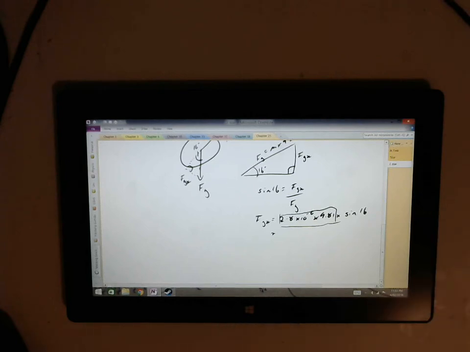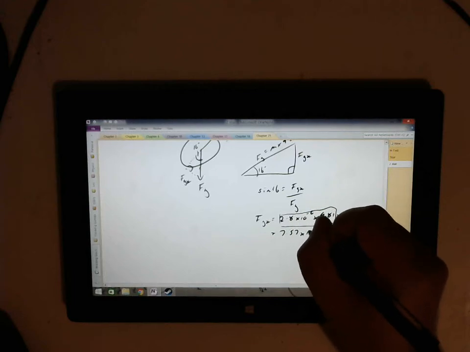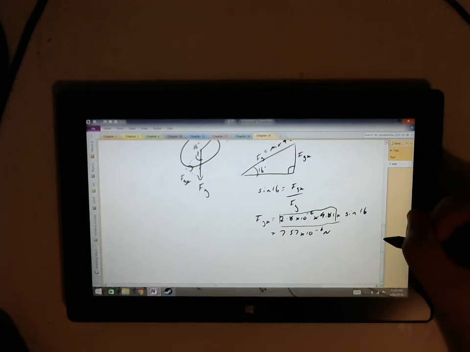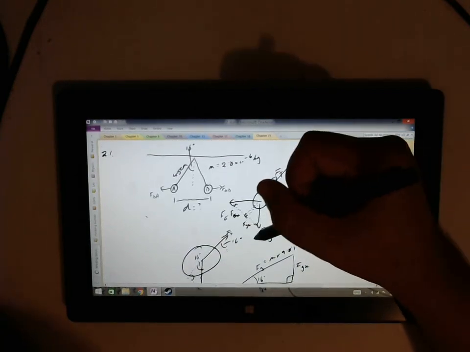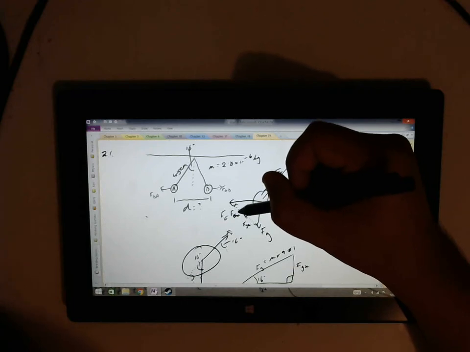And if we chuck all that in, we will get an answer of 2.8 times 10 to the negative 6 times 9.81 times the sine of 16, and that gives us around 7.57 times 10 to the negative 6 newtons. Okay, so that equals my amount of gravity pulling me down here, which is going to equal then the amount of electric force pushing up this way.